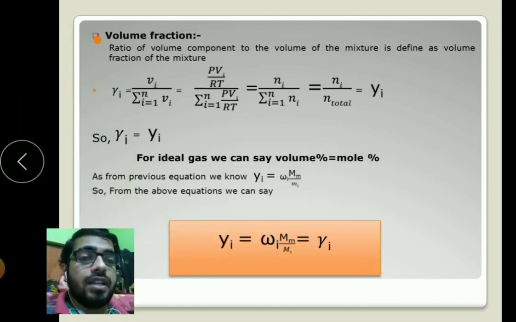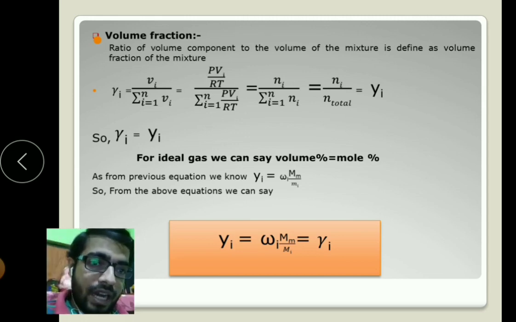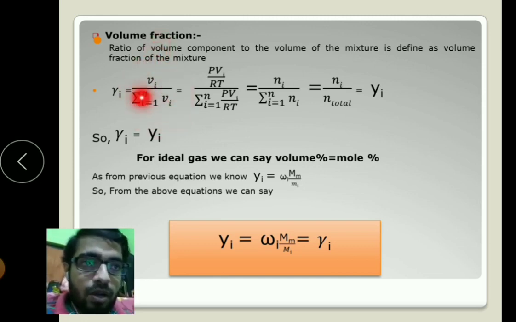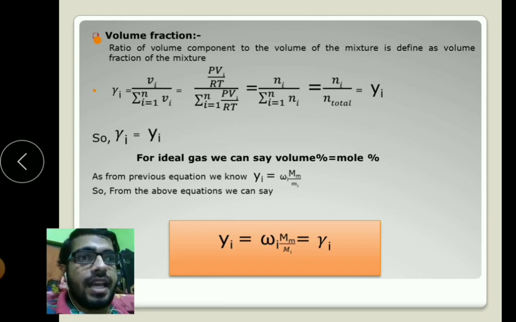Now volume fraction, similar to mass fraction and mole fraction. Volume fraction of component i is defined as volume of the component divided by total volume. Suppose a gas mixture is there, air inside a cylinder. So if we say volume fraction of carbon dioxide, what you have to do is take volume of carbon dioxide divided by total volume. That is, Vi divided by summation of Vi.